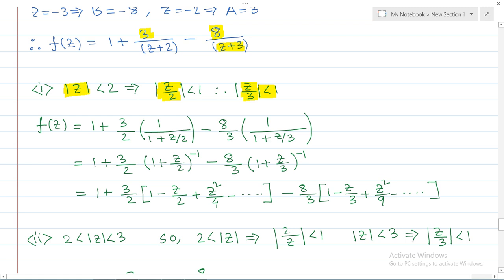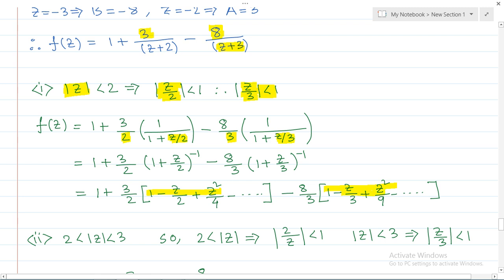So for this structure, f of z equals 1 plus 3 by 2. From the first factor we have to take common 2, so that this z by 2 structure comes here. And from the second factor we have to take common 3, so that this z by 3 structure comes here. Now we just write down the reciprocal form, 1 plus z by 2 whole inverse, 1 plus z by 3 whole inverse, and write down the series expansion, that is 1 plus x whole inverse.